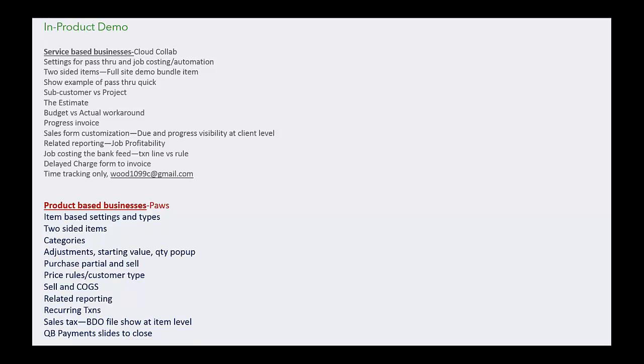Then we'll sell some stuff. COGS gets debited for inventory when you sell it, so we'll look at that. Related reporting, recurring transactions, sales tax, refresh. We should look at that as well. And then a payment slide to close. But do download the deck.